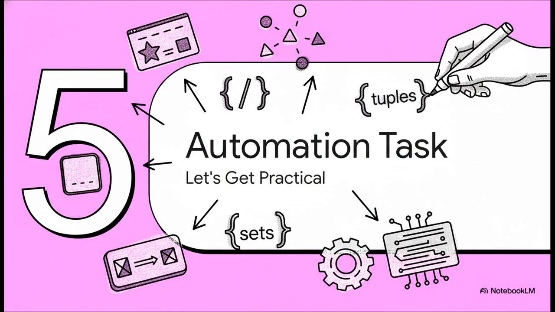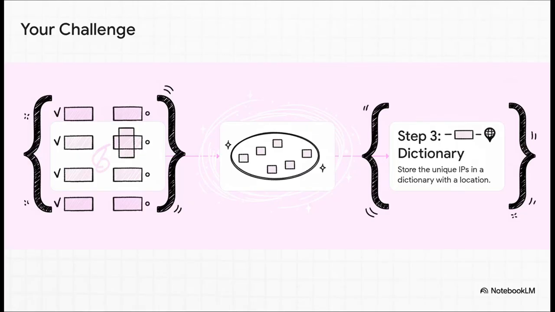Okay, enough theory. The absolute best way to make this stuff stick is to actually get your hands dirty. So, let's give you a simple, practical challenge that uses what we've just learned to solve a real-world mini problem. Here's your mission. First, I want you to make a simple list of 5 IP addresses, but make sure one of them is a duplicate. Step 2, use that set magic we talked about to instantly get rid of that duplicate. And finally, step 3, take your nice, clean, unique list of IPs and store it inside a dictionary, maybe with another key for something like location. This is a perfect, tiny example of how these tools all work together.